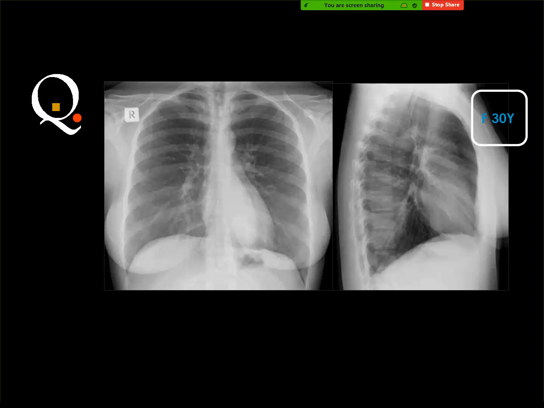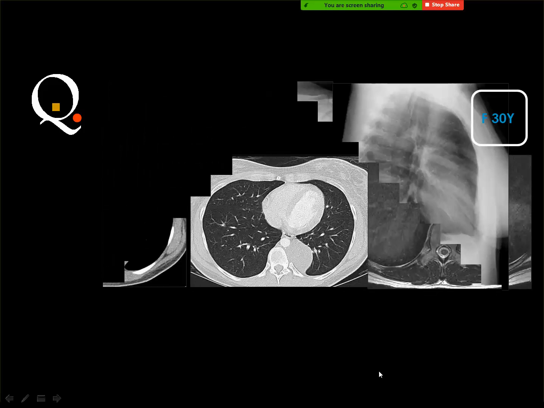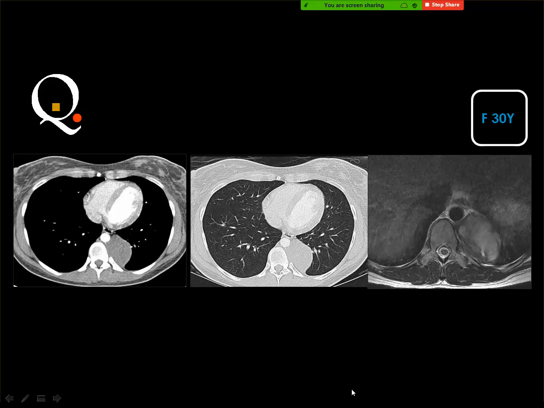Pneumonia. Where? Left lower lobe. Left posterior. Left lower lobe. And you can see that this is pneumonic consolidation behind the heart and is also superimposed on the spine in the lateral view. And then this is the CT scan and MRI.